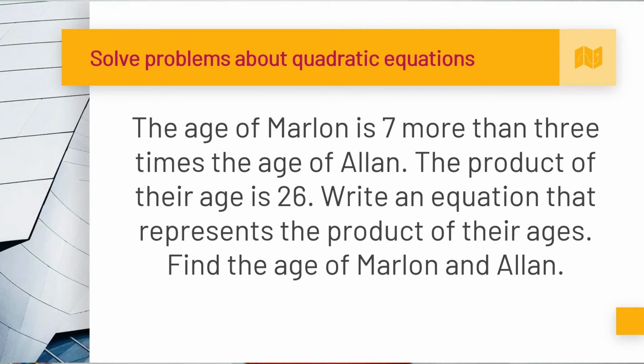Okay, math learners, we are now down to our final problem, and that is, the age of Marlon is 7 more than 3 times the age of Alan. The product of their ages is 26. Write an equation that represents the product of their ages and find the age of Marlon and Alan.